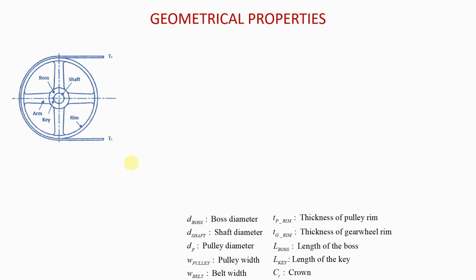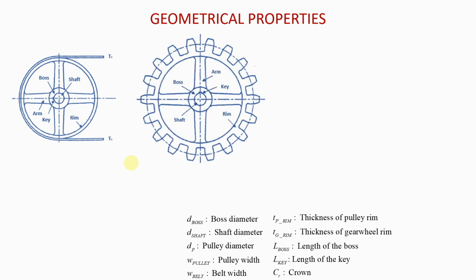And now let us look at a gear wheel. This is a gear wheel, and again you can see that this gear wheel also has four arms, or four spokes, and these are the arms of the gear wheel.